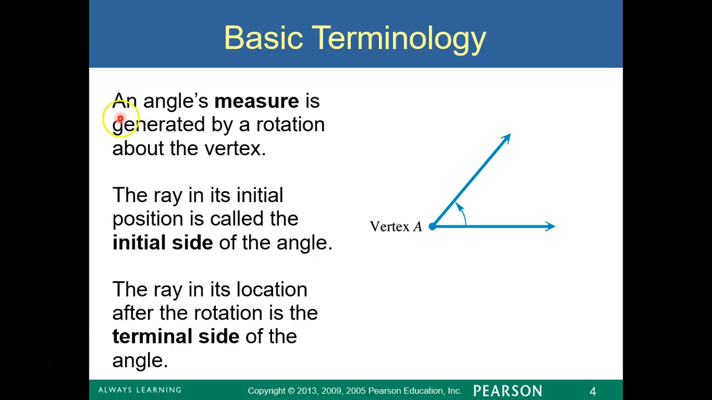Okay, something about angles. An angle's measure is generated by a rotation about the vertex. So we start out here. This side of our angle is known as the initial side. And then when we rotate upwards, this side of our angle is called the terminal side. So you'll be hearing me mention initial side and terminal side in this presentation.